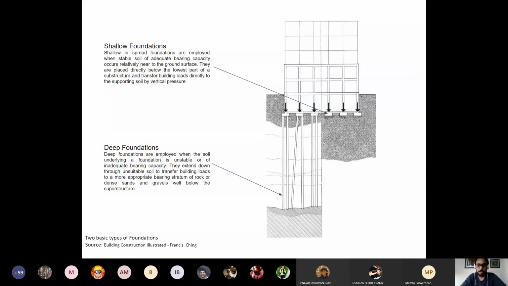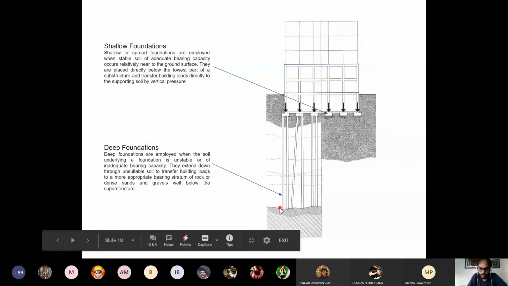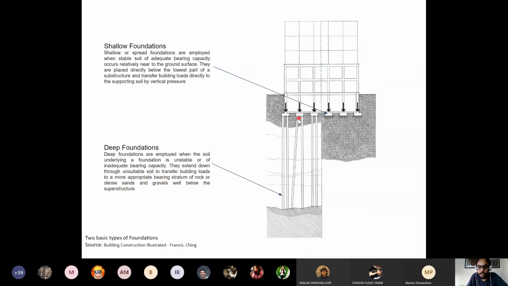At the same time, deeper foundations don't only rely on the vertical pressure, they also rely on the pressure that is applied laterally, meaning all of the surface contact comes into play in order to keep the foundation stable. In the case of a shallow foundation, it is primarily this part which comes into play, unless the entire basement is going to be treated as a foundation, then you will have this contact also coming into play.